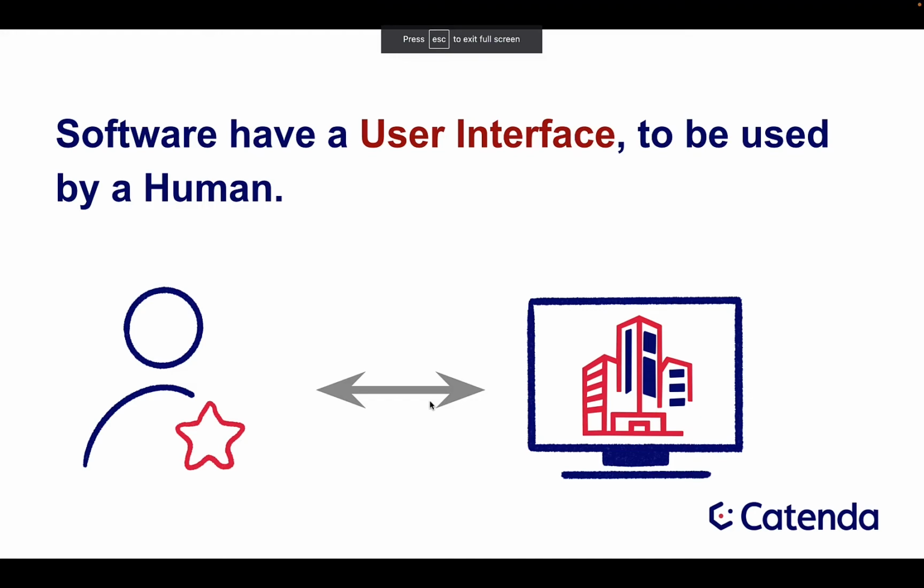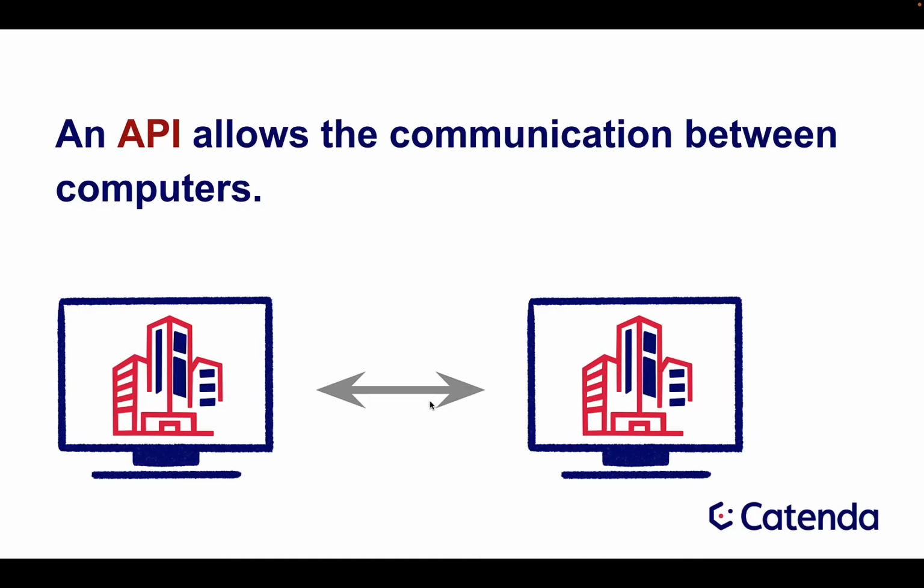Now, when it comes to the API, an API allows the communication between computers, which means you authorize a software to access another software, if you like, which means you can automate a lot of tasks, make them very efficient and very fast, and grab a lot of information in a very quick manner. In the following slides and presentation, I will explain what Catenda and Bimsync have to offer in this API area.